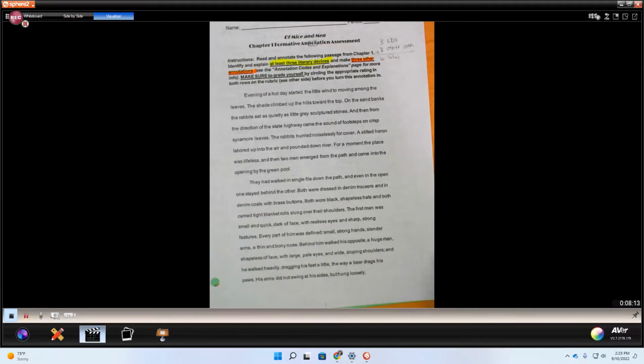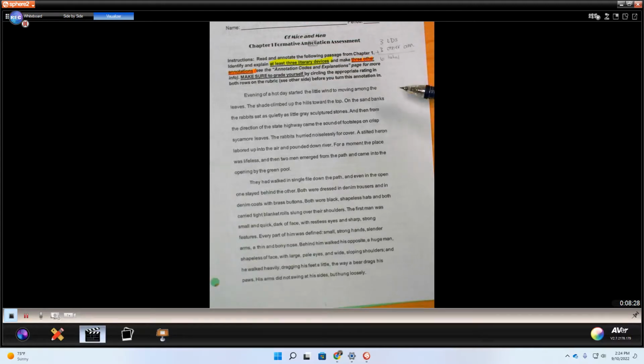So let's read this first paragraph and see if we can find any literary devices. The thing that I do to find literary devices is I ask myself, is this literally happening, or is the author using figurative, non-literal language to describe what's going on here?